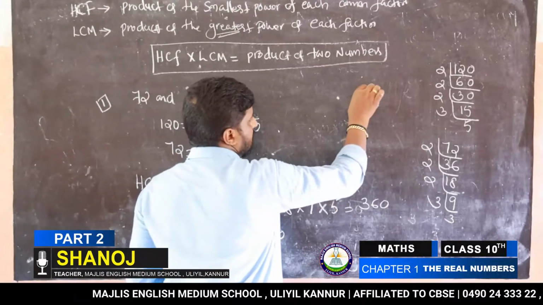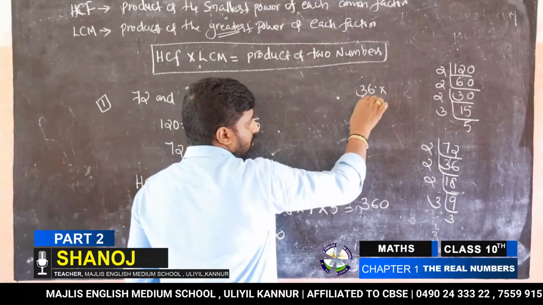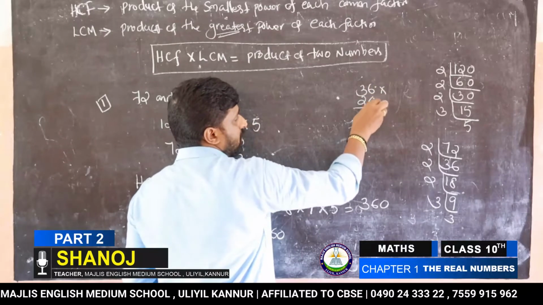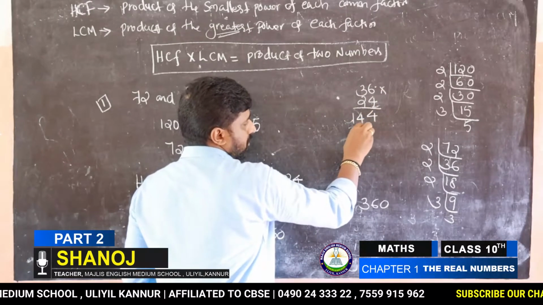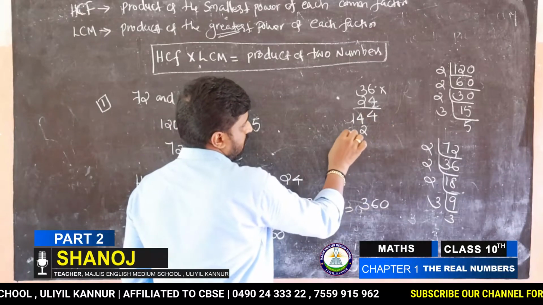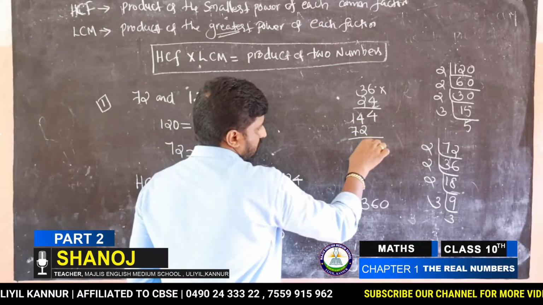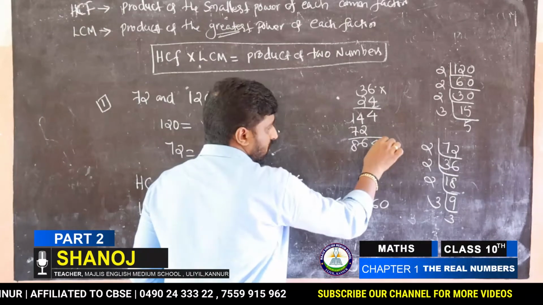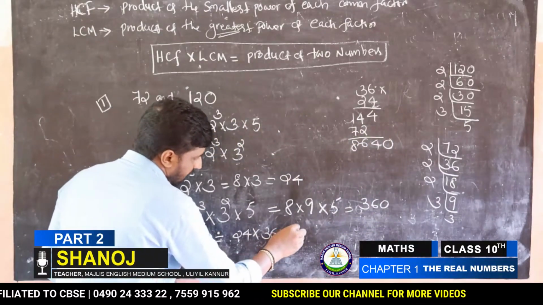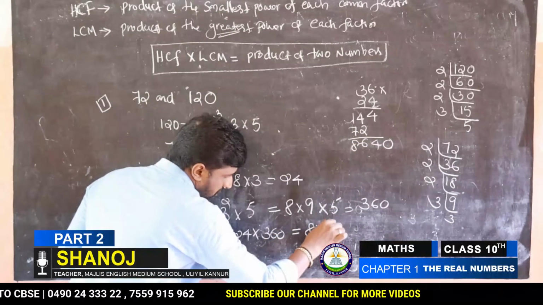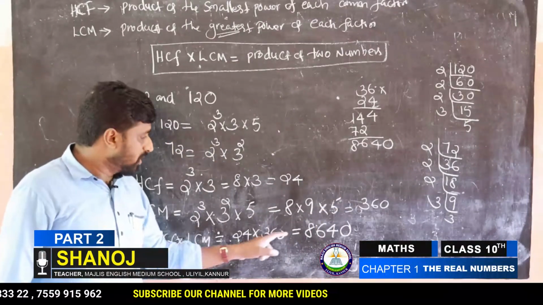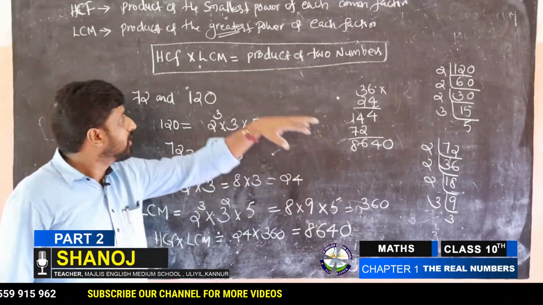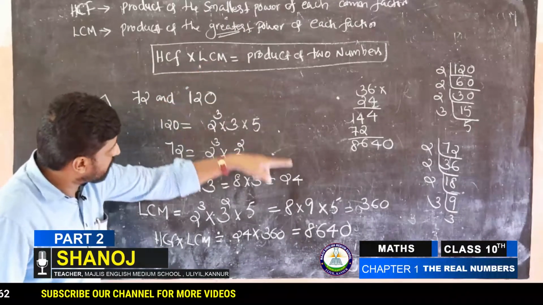That is 360 into 24. One zero is remaining there. Therefore, the answer we got is 8640. After multiplication of HCF into LCM, we got the answer 8640. This is HCF into LCM, which we already got.